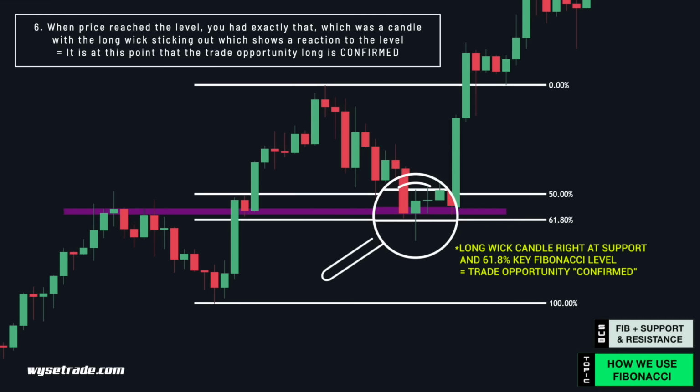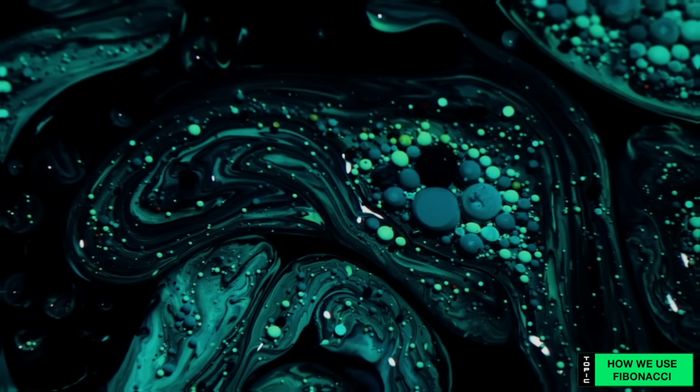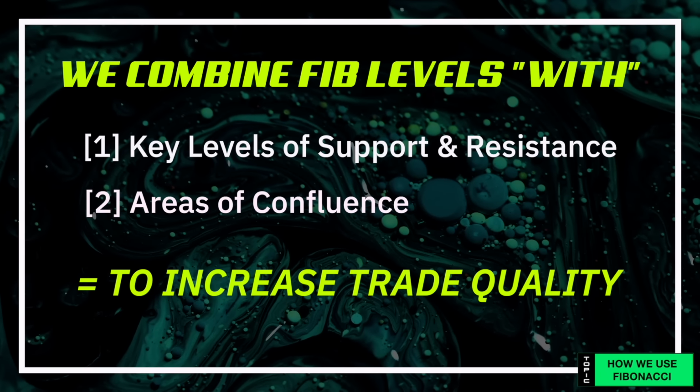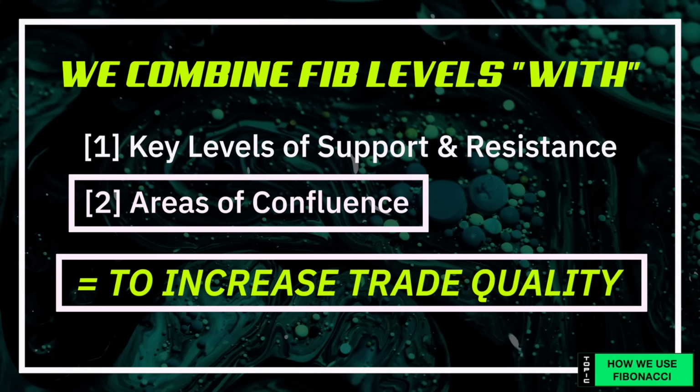So let's build on this and move on to the next way we use Fibonacci, which is combining Fibonacci levels with areas of confluence to increase trade quality.